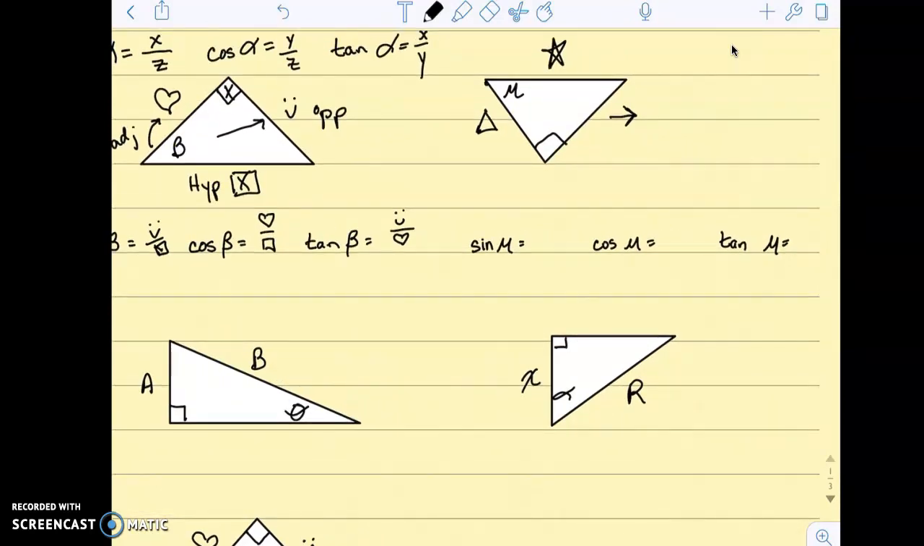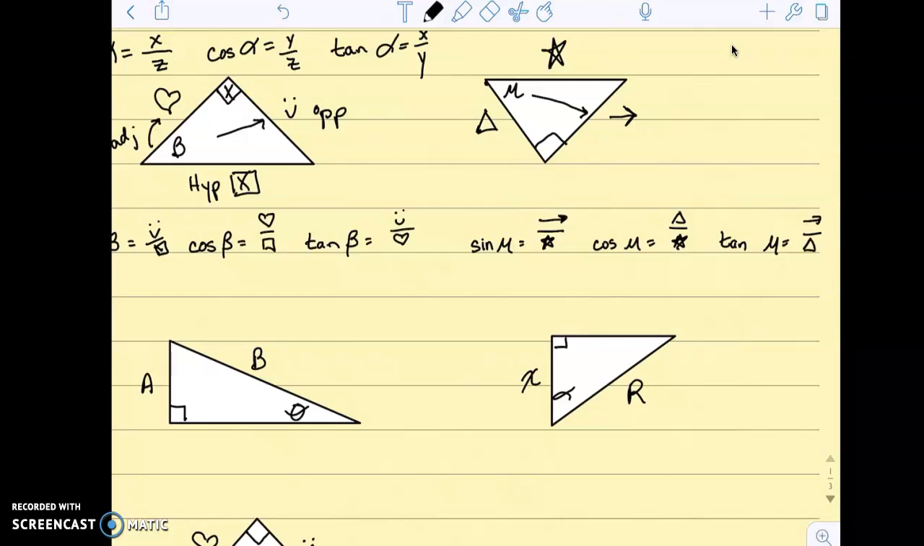Pause the video. Write out your sine, cosine, and tangents, and then turn the video back on. So the sine of mu is arrow over star. I bet that was kind of confusing, wasn't it? Well, what's furthest away from, that's mu, by the way. It's a mixture of m and u, mu. Cosine then is triangle over star, and tangent is arrow over triangle.